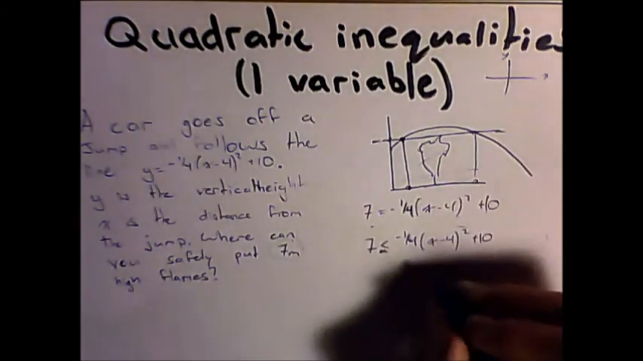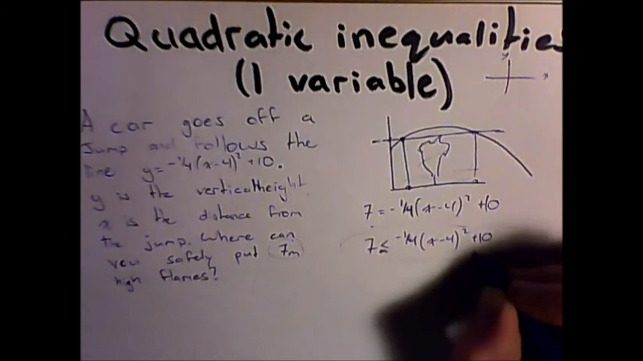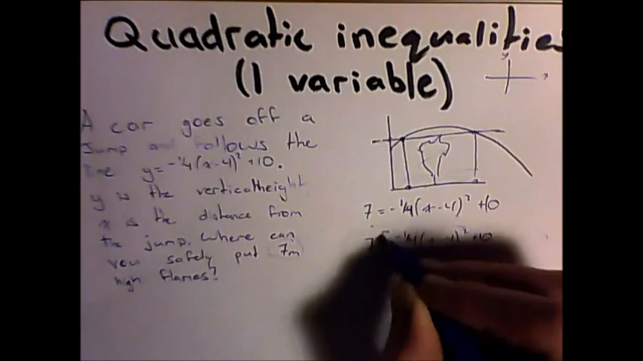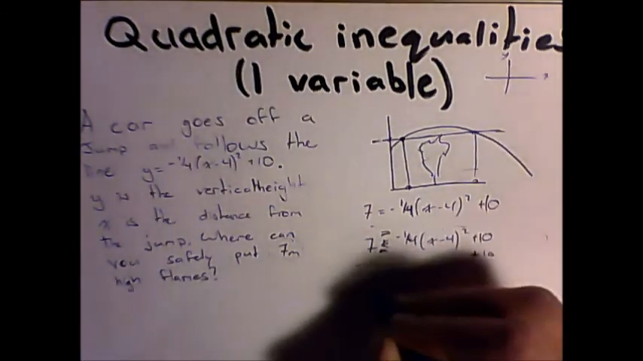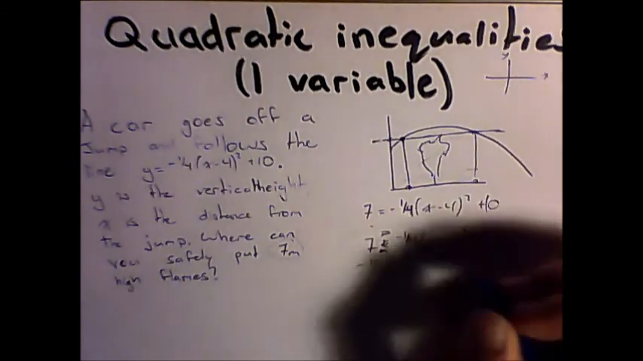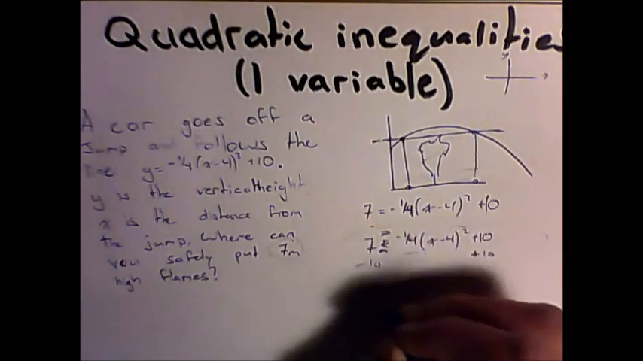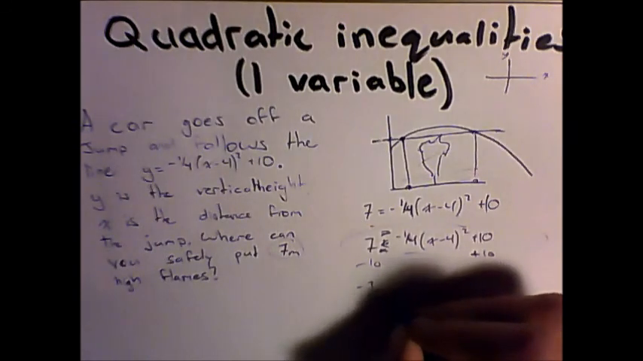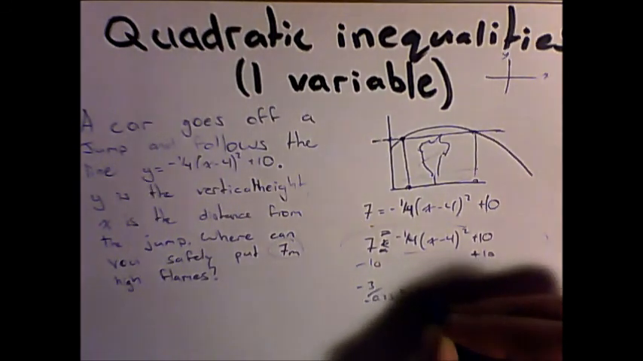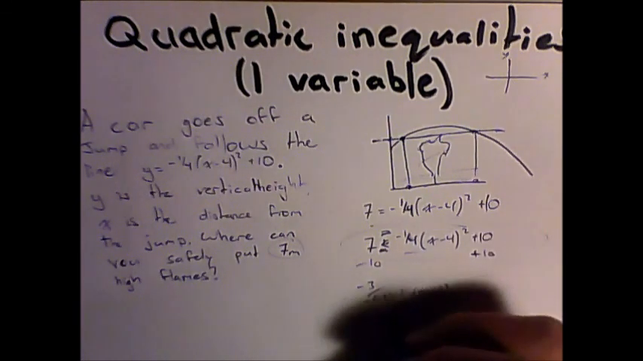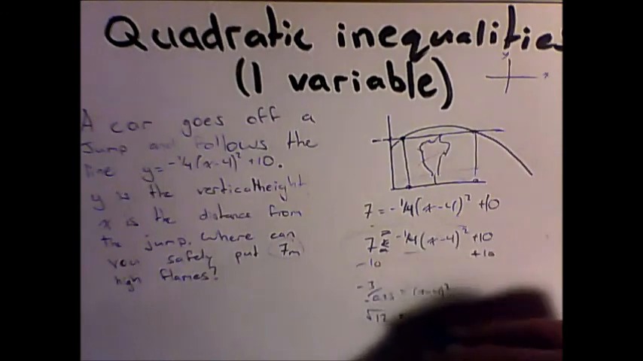Now let's solve it. So we'll subtract 10 from both sides, and we'll solve just as if this was an equal sign, just to make things simple. So we subtract 10 from both sides, and we find that we have -3, divide out our -1 over 4, and -3 divided by 0.25 is equal to (x minus 4) squared. The root of 12 equals x minus 4.